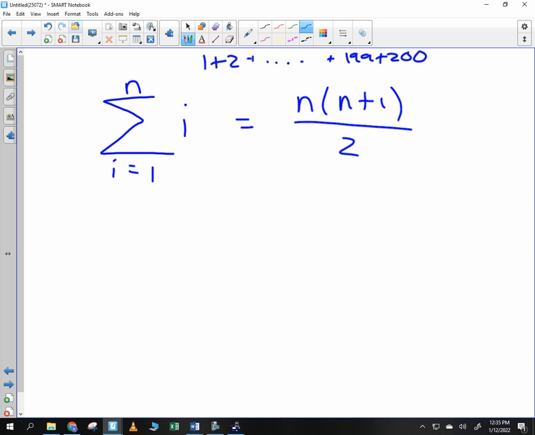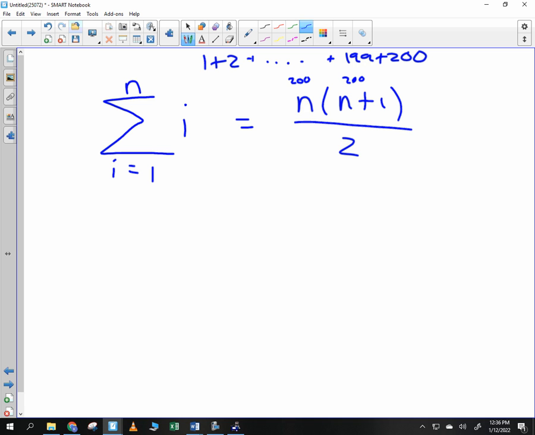Because think about it, what was n in this situation? How many numbers did we add up? We did 200 numbers, and 200 divided by 2 is 100, because you had 100 pairs, right? And then if you plugged in 200 for n, you saw that the pairs always added up to 201. You see that? So that formula will always work 100% of the time.